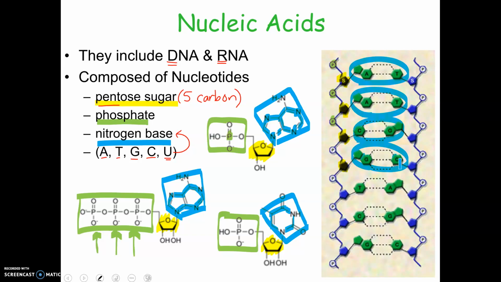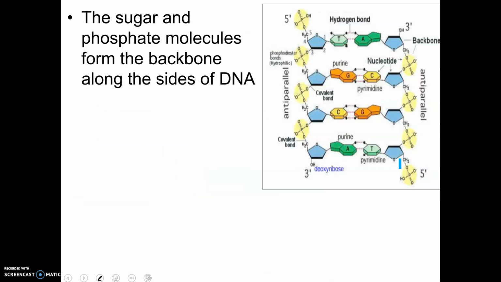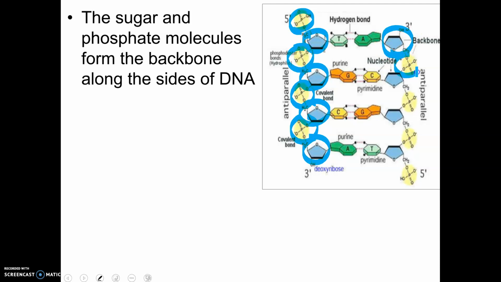Now in DNA, a little more detail, the sugar and the phosphate form what they call the backbone. These are the sides. So see how it goes phosphate, sugar, phosphate, sugar, phosphate, sugar. And the other side is exactly the same way with these very strong covalent bonds hooking them together.